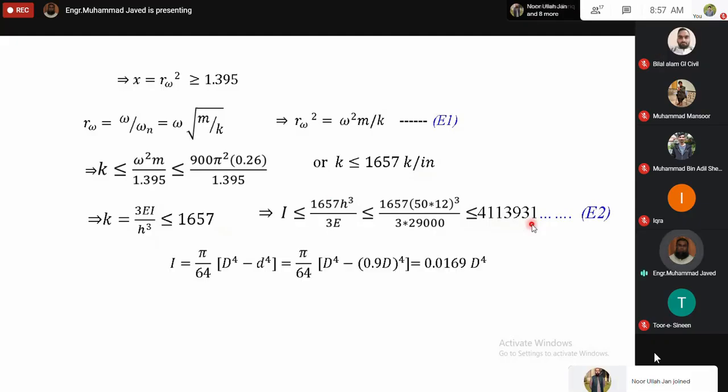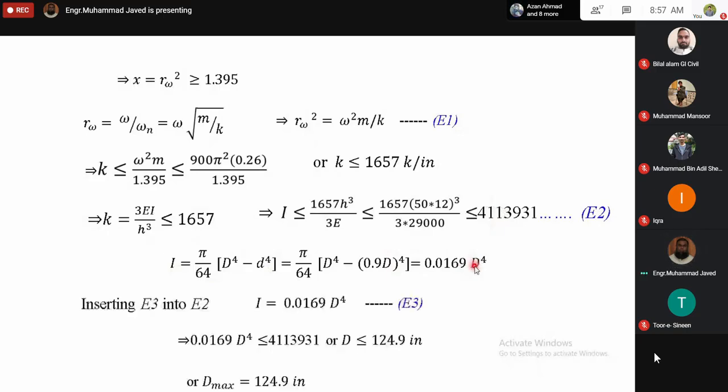Now, moment of inertia of hollow circular section can be calculated from this equation. Small d is 0.9 D, and I is just calculated, so we can calculate the diameter. And this shows that the maximum diameter for a transmissibility of 2 shall not be greater than 124.9 inch.